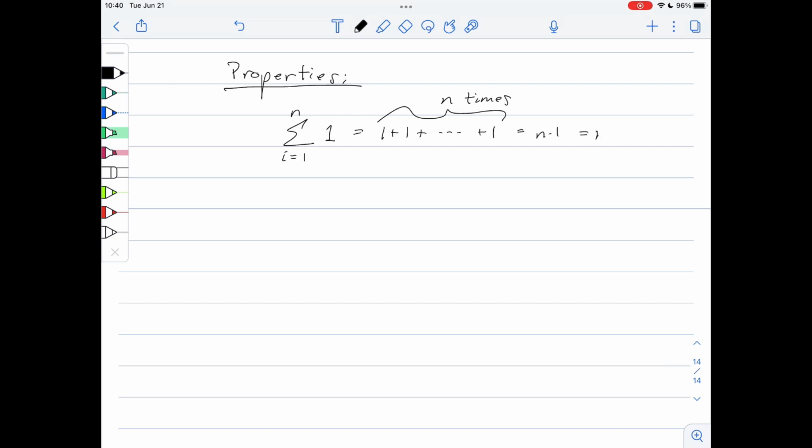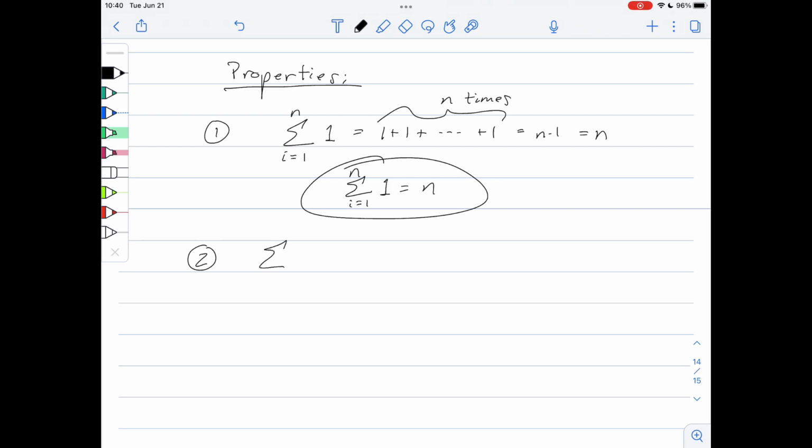which is just n. So this guy is property 1, which says the sum from 1 to n of 1 is just n. We could start at 0, but then we'd have to change our top index to n minus 1. As long as we're adding something to itself n many times, it's going to be n.